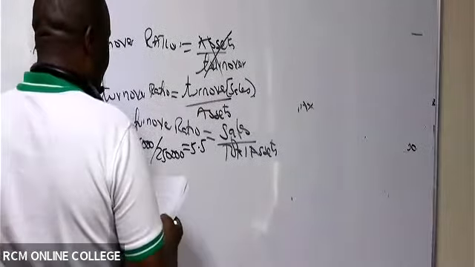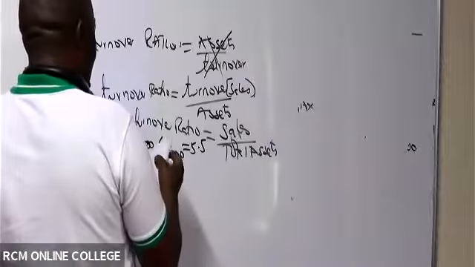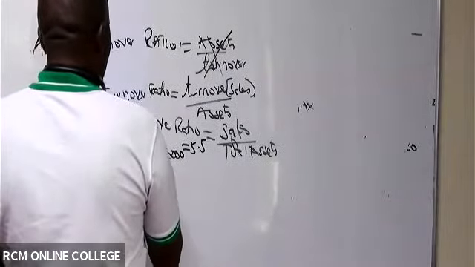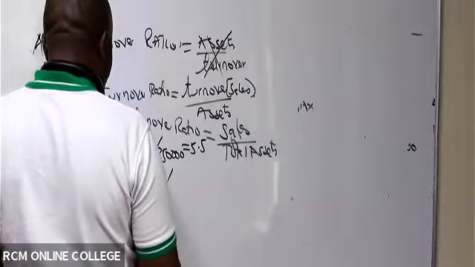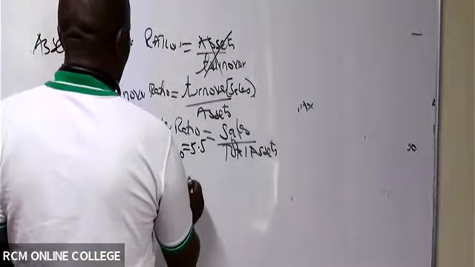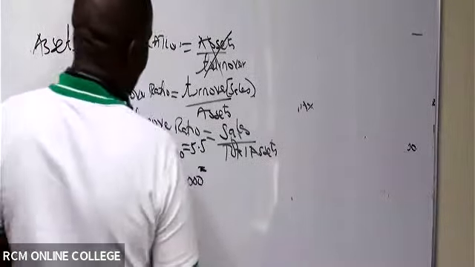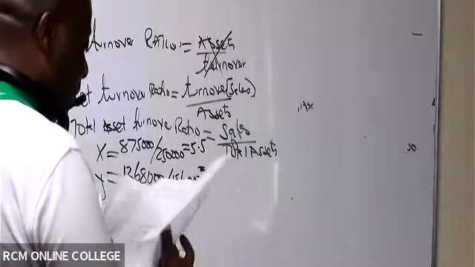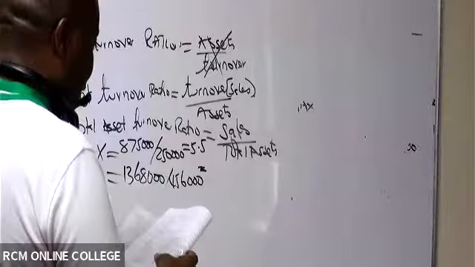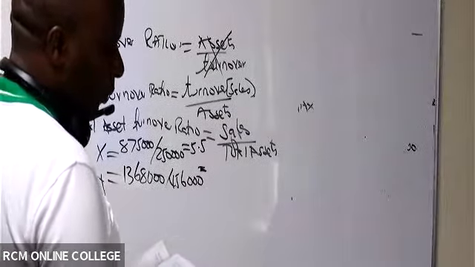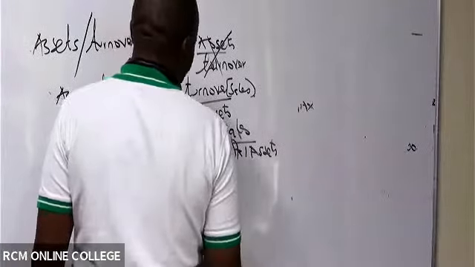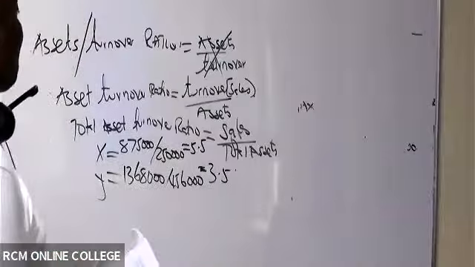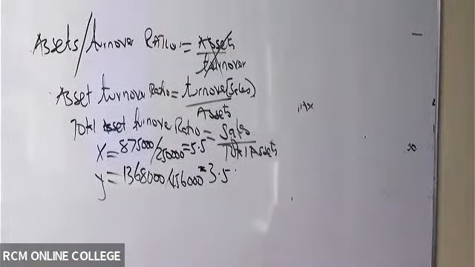For Y, am I able to see the sales turnover for Y? Yes, it is 1,368,000. All over the total assets, I can see the average assets were 456,000, which will end up giving me what figure? 3.5, isn't it? So this, I'm told, will give us 3.5 like that. So at least for once, we have seen a situation where X is posting a better performance.